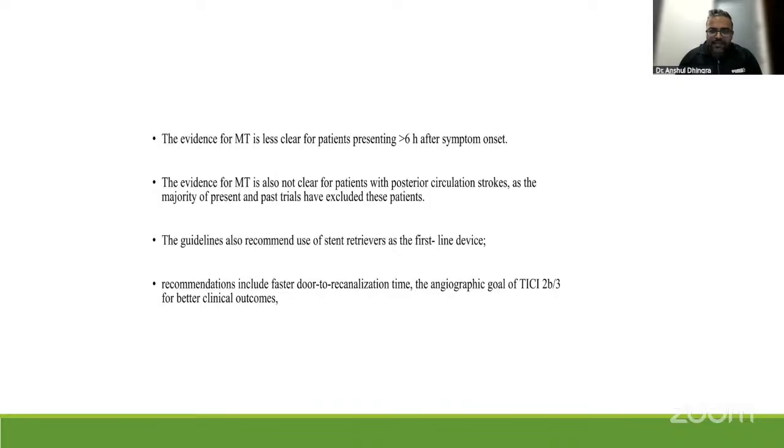The evidence of mechanical thrombectomy is less clear for patients presenting more than 6 hours after symptom onset. The evidence is also not clear for patients with posterior circulation stroke, as the majority of present and past trials have excluded these patients. The guidelines also recommend the use of stent retrievers as the first line device. Recommendations include faster door to recanalization time, and an angiographic target of TICI 2b/3 for better outcome.